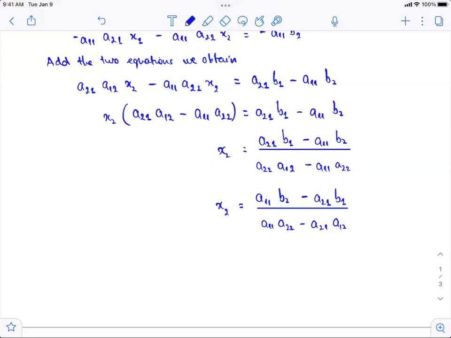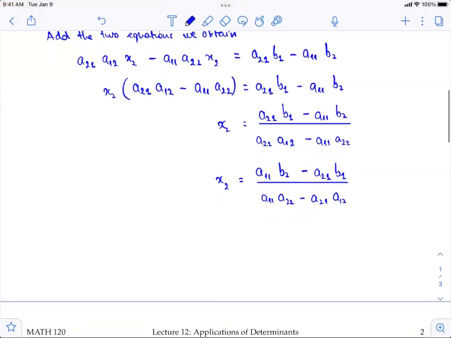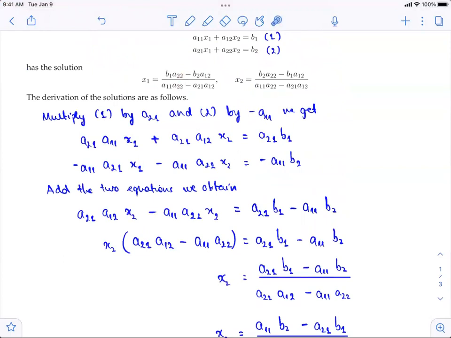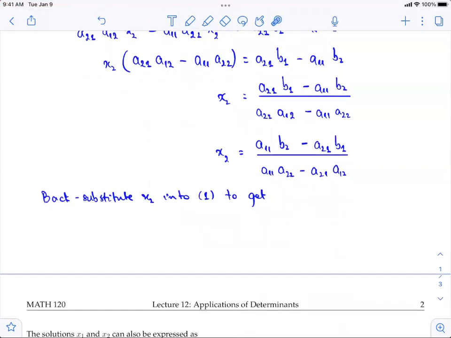To obtain x1, again, you back substitute x2 into either equation 1 or equation 2 to obtain the representation of x1. So the procedure is to back substitute x2 into equation 1; you can substitute back into equation 2, it doesn't matter. I'm not going to spend time deriving x1 anymore. I'm just going to copy the value of x1 from what we have up here. It's just a few manipulations to get x1.